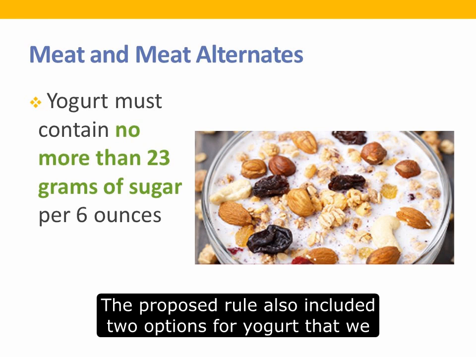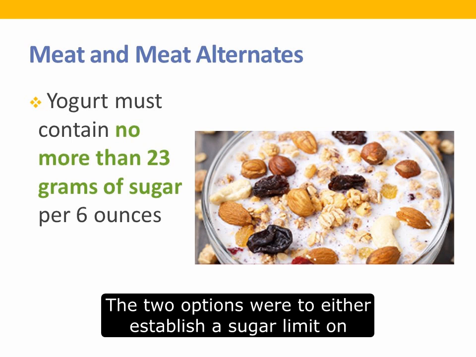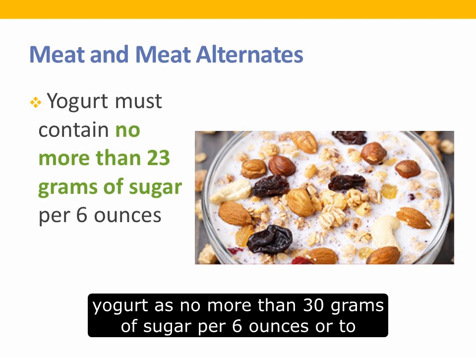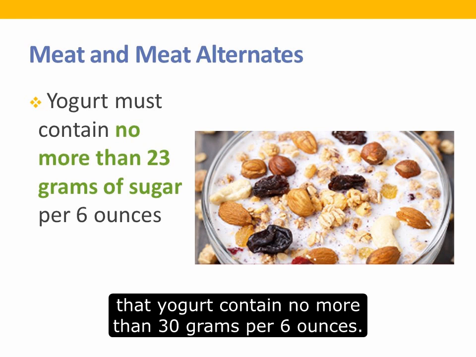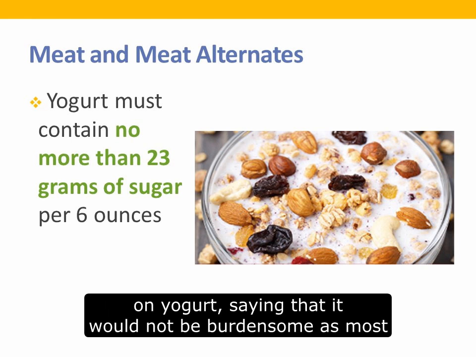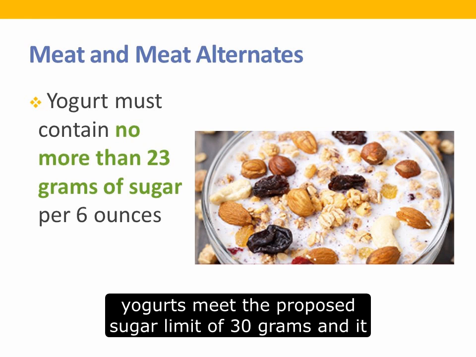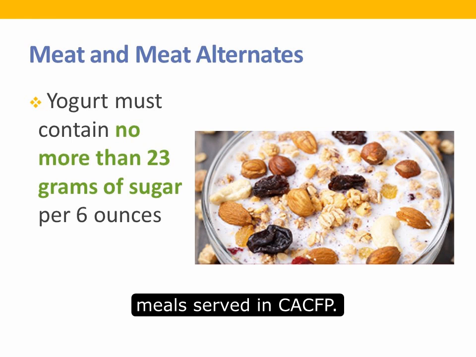The proposed rule also included 2 options for yogurt that we requested your feedback on. The 2 options were to either establish a sugar limit on yogurt as no more than 30 grams of sugar per 6 ounces, or to establish a best practice that would be optional and recommend that yogurt contain no more than 30 grams per 6 ounces. The vast majority of commenters supported a required sugar limit on yogurt, stating that it would not be burdensome, as most yogurts meet the proposed sugar limit of 30 grams, and it supports the goal of optimizing the nutritional quality of the meal served in CACFP.